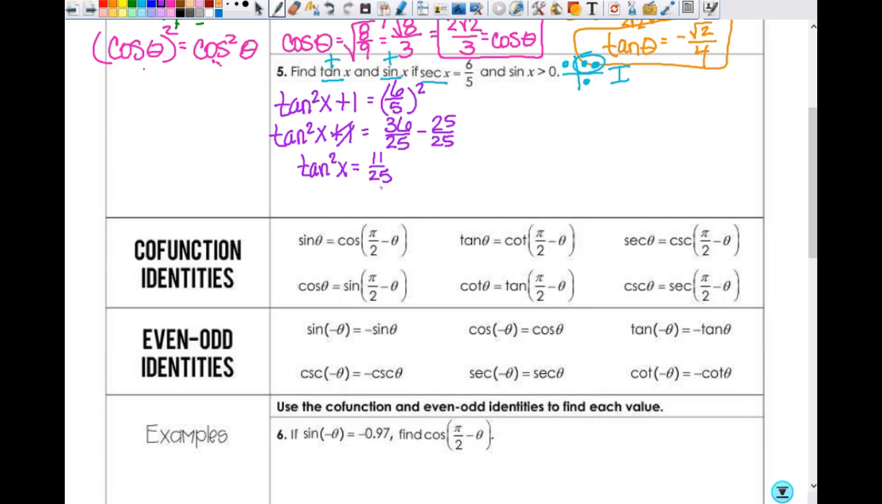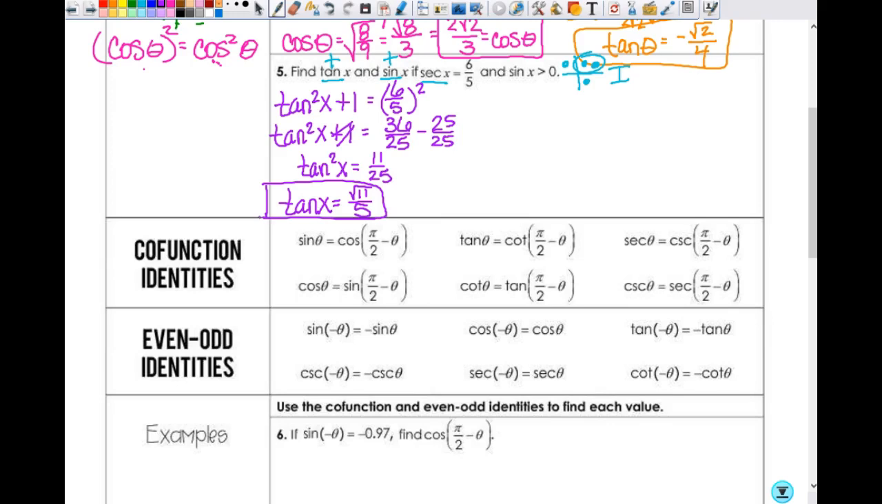So then I take the square root of both sides, and tangent of x is going to equal what? Square root of 11 over 5. And this is positive, right? Because we're all in the first quadrant, and so there is my tangent value. Any questions at this point?